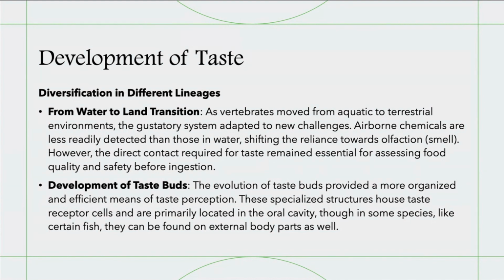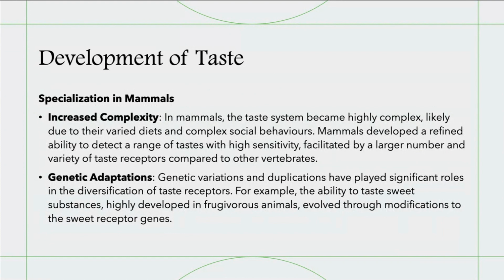But in some species, like in some fish, they can be found on the external body parts as well, but that's only in some fish. Okay, so in mammals, the taste systems became highly complex because of the variety that we have in our diets and the complex social behaviors that we also express.